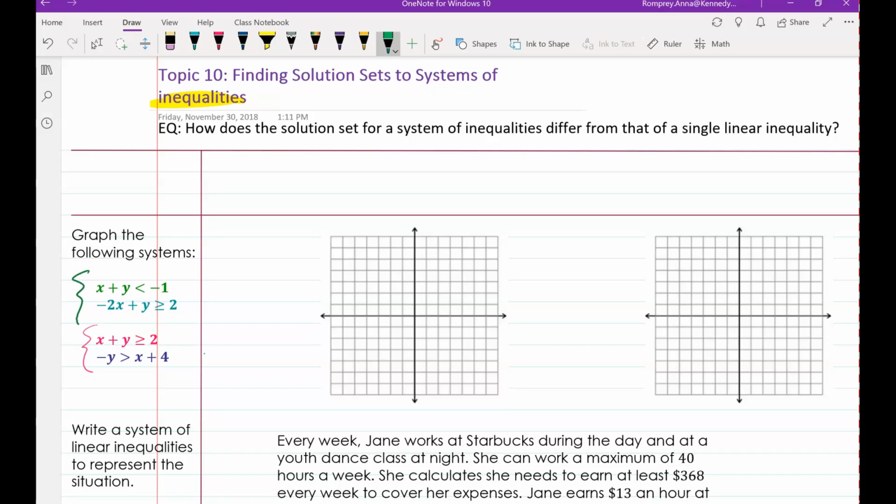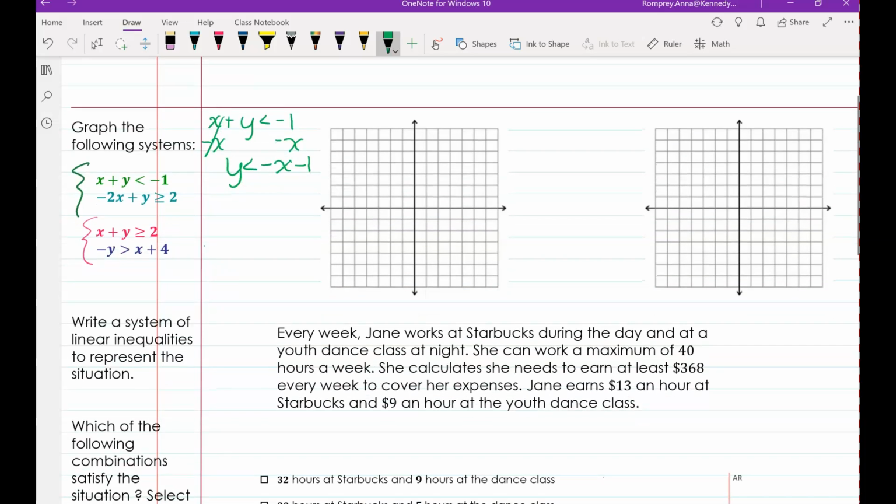We have x plus y is less than -1. Okay, so can I graph this right now? It is not slope-intercept form, so nope, I want to put it in slope-intercept form. So I'm going to go ahead and subtract x. So I have y is less than, so mx plus b, I want my x term first, so -x, and then a -1. All right, so I'm going to start with that one.